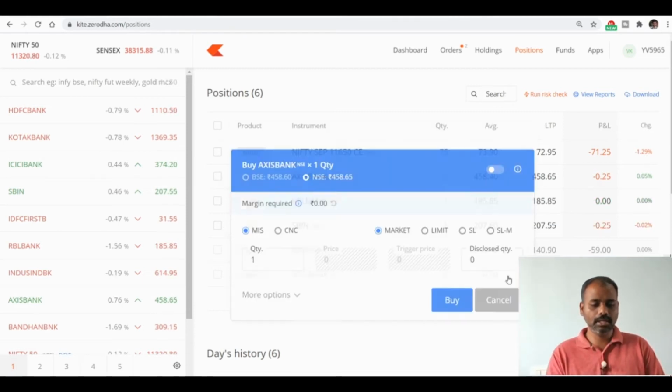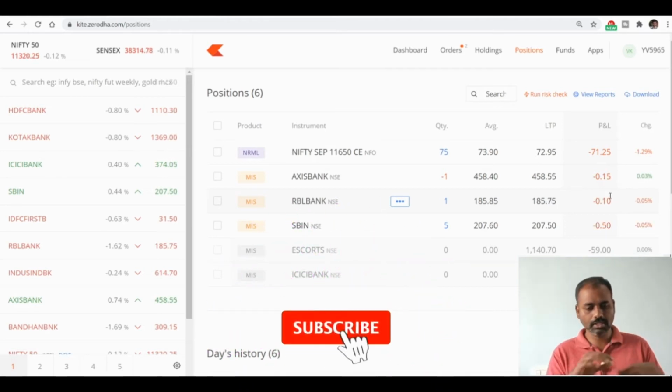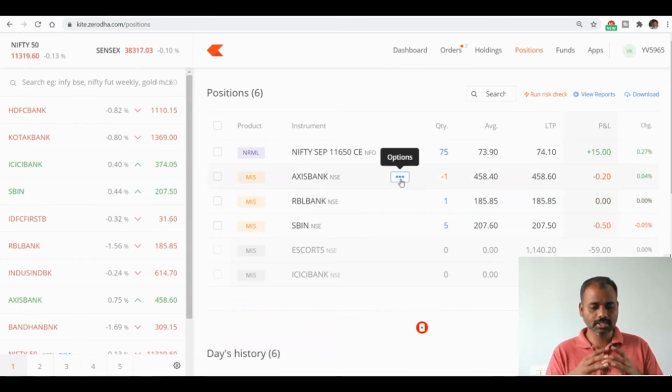Suppose, as you see here, I am in profit now for RBL Bank. If I want to make some good profit, I can adjust the stop loss and keep a trigger in profit itself and sell it. If the price comes down a little, it will activate the trigger and sell it. Now I will see State Bank of India.